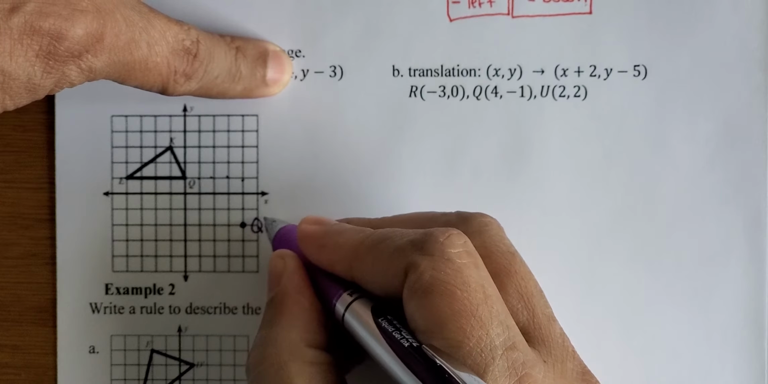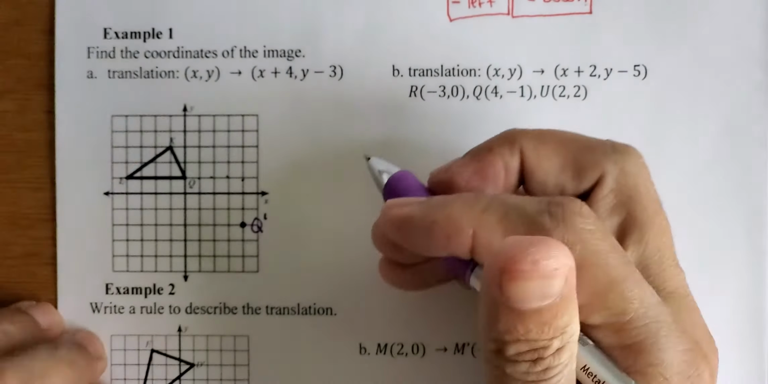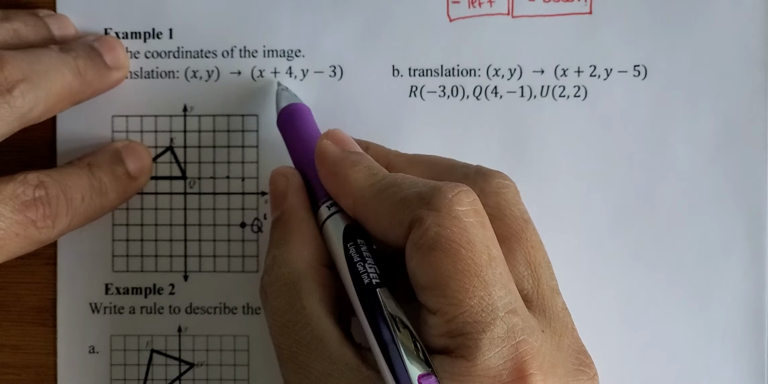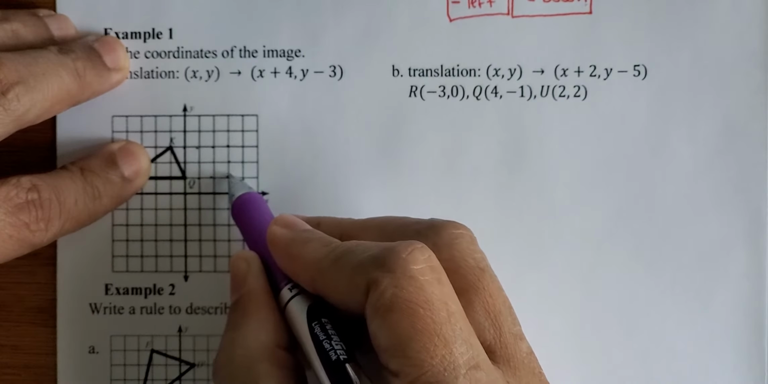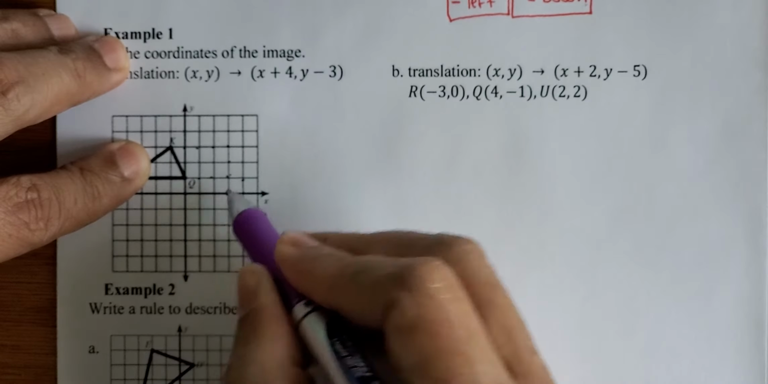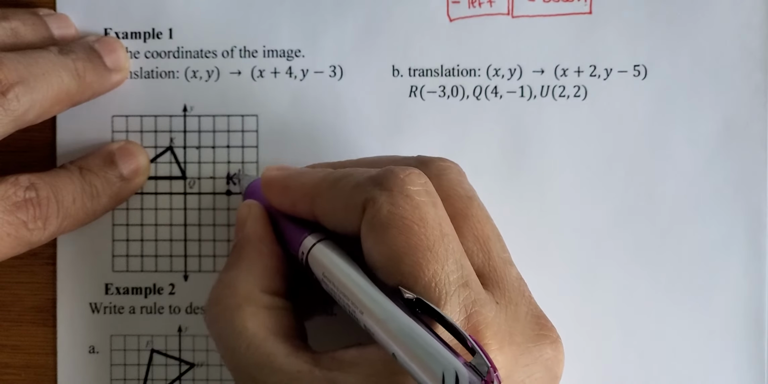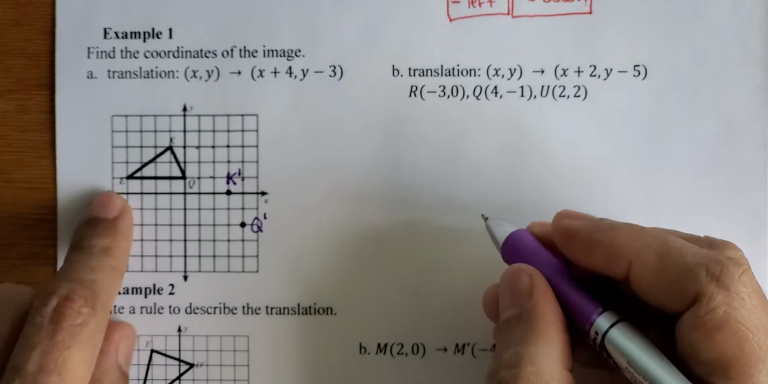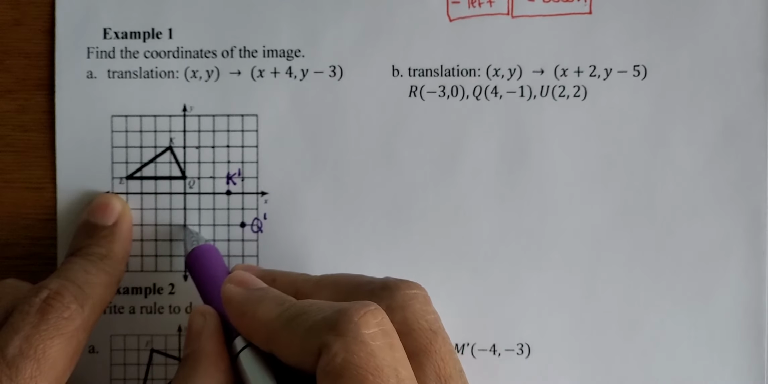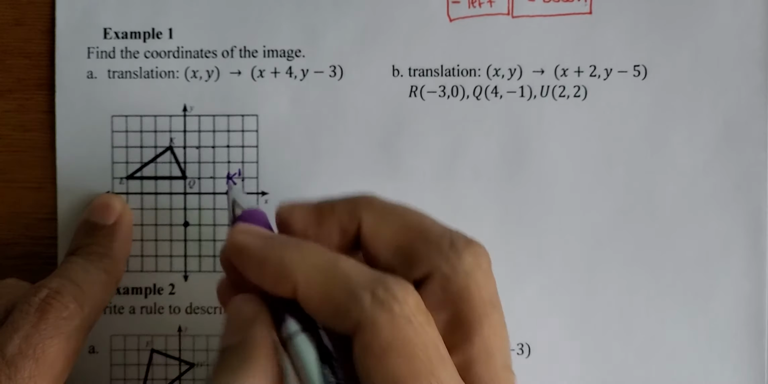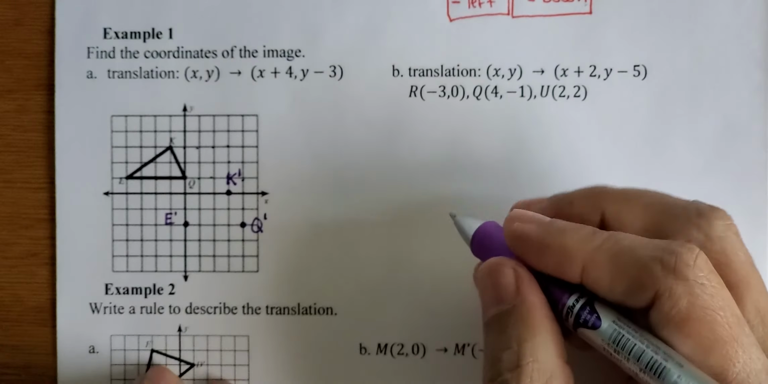It's not just Q because we did a transformation. So this is Q prime. And then we do the same with point K. Again, 4 units to the right and 3 units down. So 1, 2, 3, 4. 1, 2, and 3. So this is now point K, but it's being transformed, so it's K prime. And do the same with point E. 1, 2, 3, 4. 1, 2, and 3. So this is now E prime. And then I'm going to connect the points.